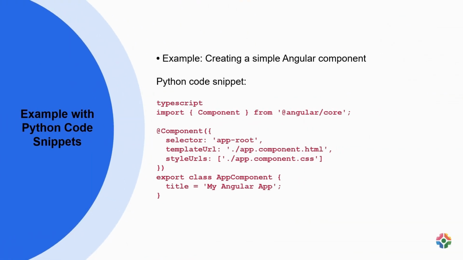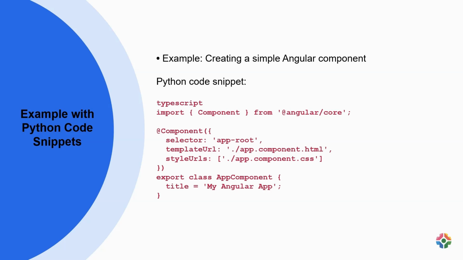To create a basic Angular component, you first import the component decorator from @angular/core. Next, you define a class that represents the component, commonly named with the suffix component. Within this class, declare properties and methods as needed. The component decorator is then used to decorate the class.